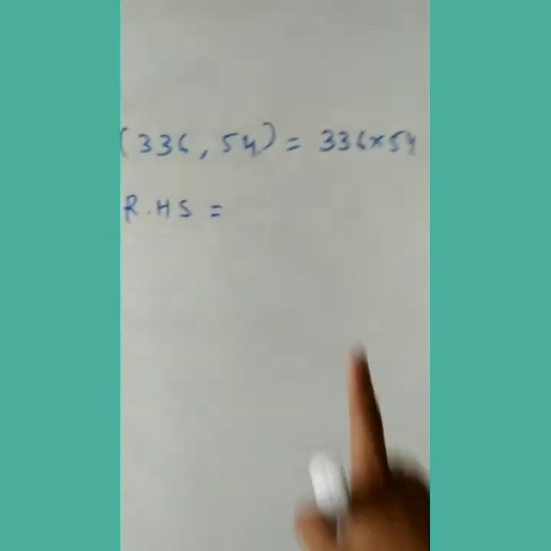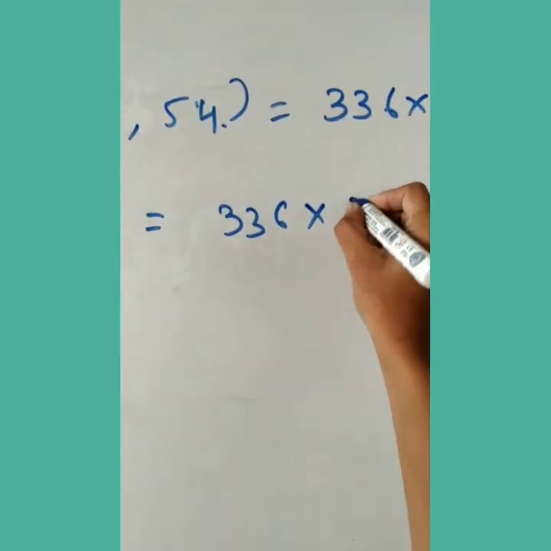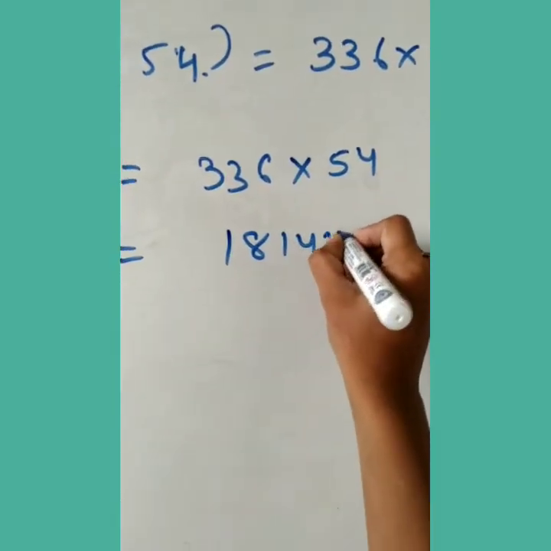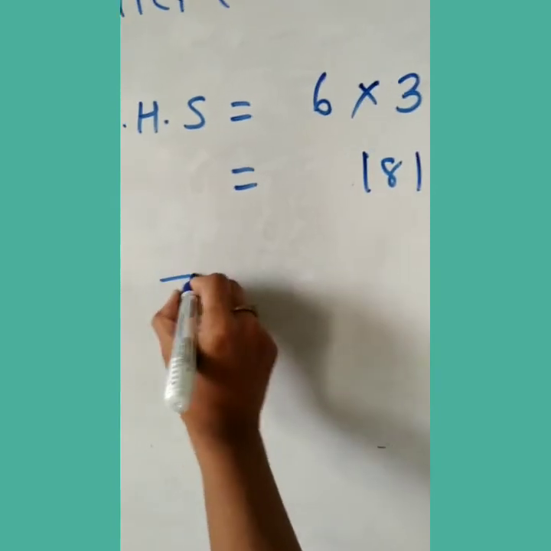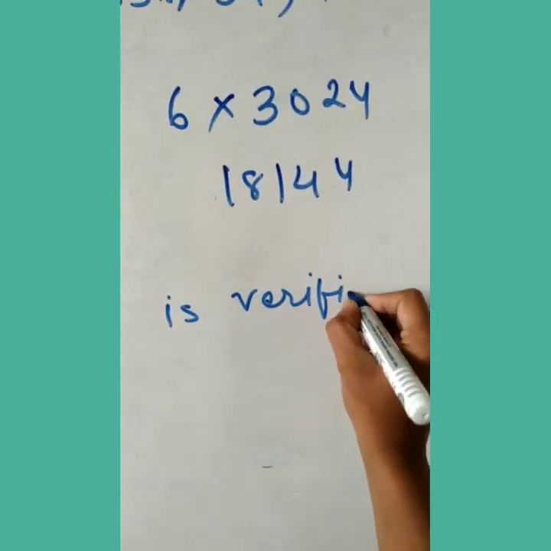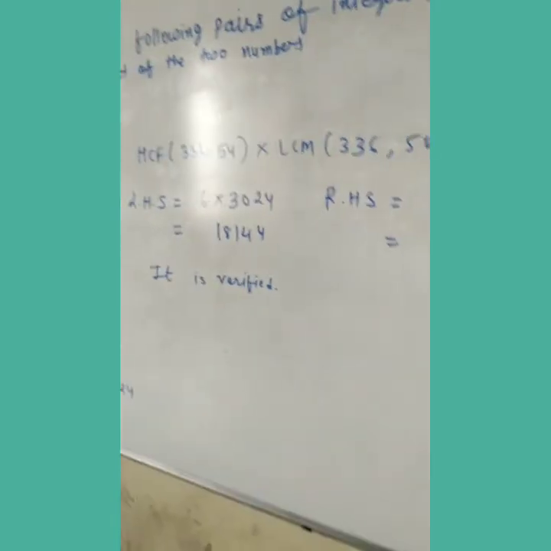So our RHS is this one, 336 into 54. When we are multiplying both these numbers, we are getting the same number. And here the final answer we will write that it is verified. So this is how we can do the whole process.